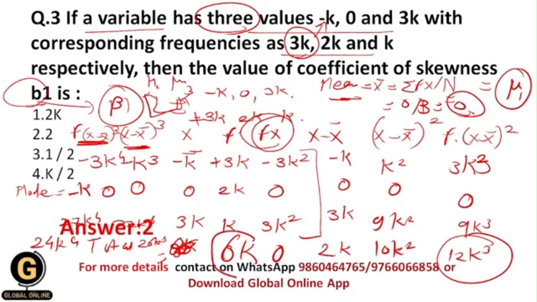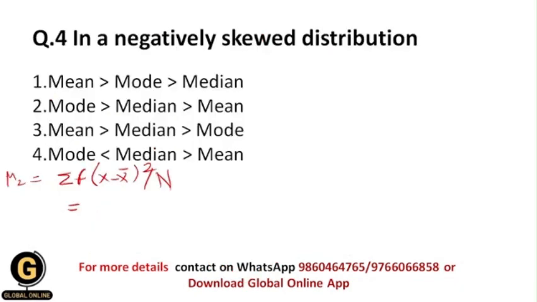So here 6k, because you need over here the summation of f, not basically all the numbers like capital N. So you need over here 12k cube upon 6k. Why did we take 6k here? Because there is the summation of f, not only capital N. All of you understood, and that's why the mu 2 value will be 2k square.